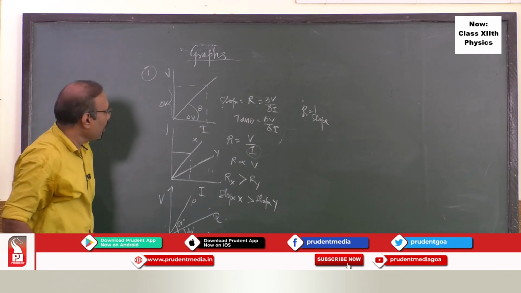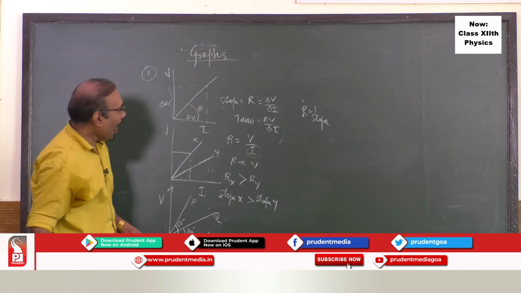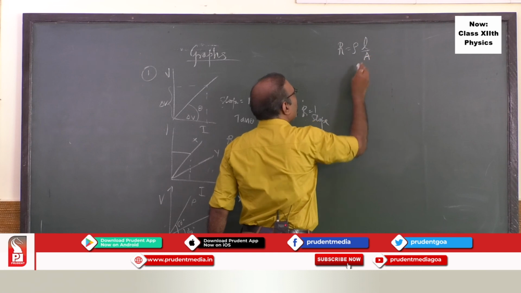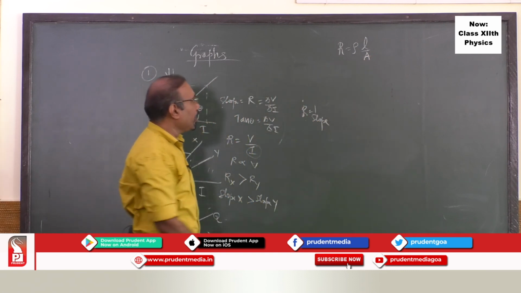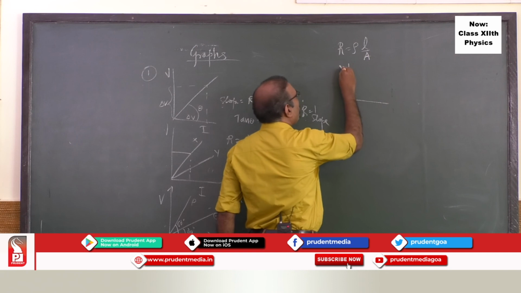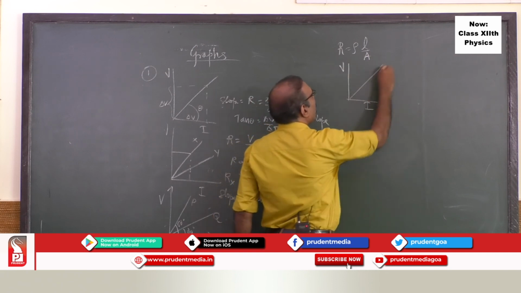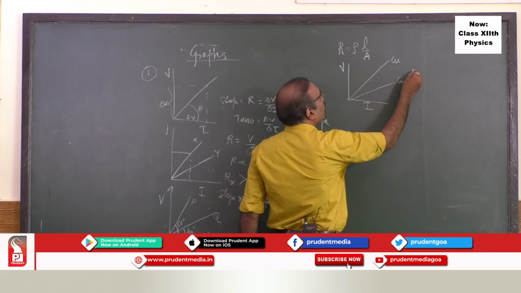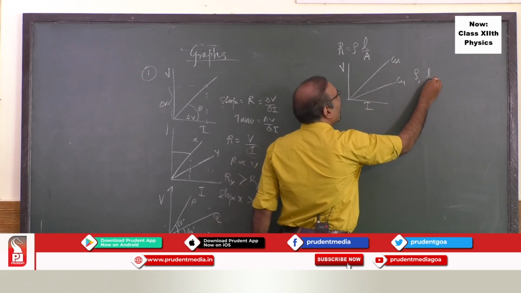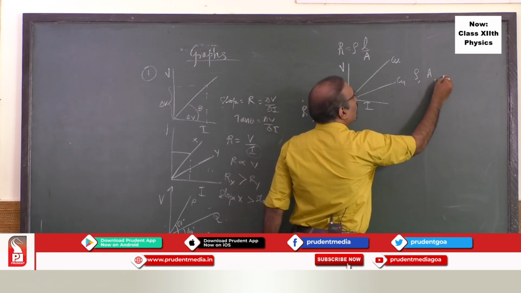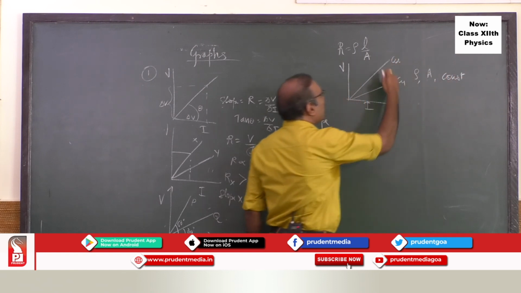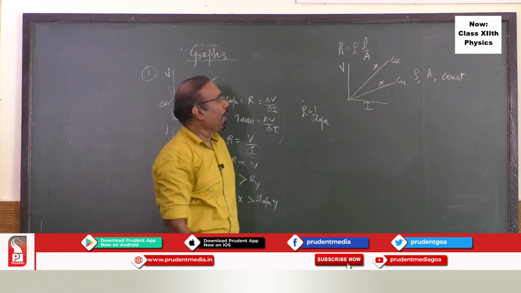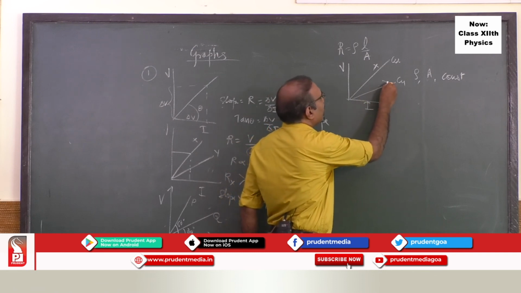Likewise, we can have graphs based on R is equal to rho L by A. This is another formula on which plenty of graphs could be plotted. One can plot a graph of V versus I, and you have two different materials, say both copper. You are keeping resistivity and A constant. Which graph or which resistor has greater value of length?